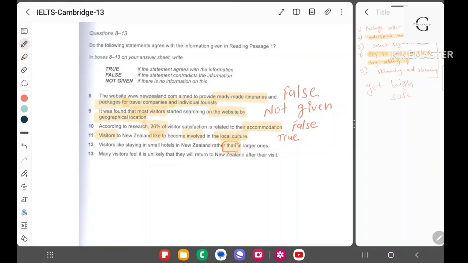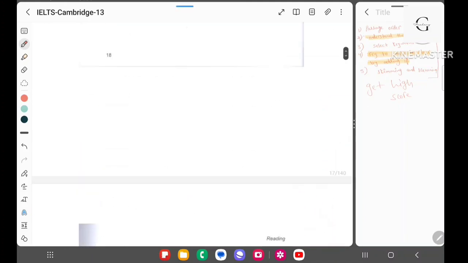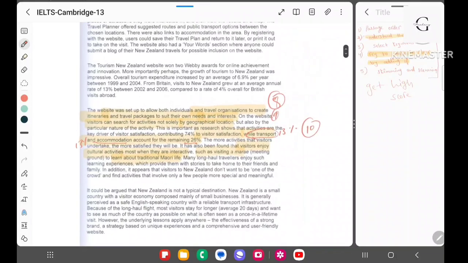So let's have this question. Visitors like staying in small hotels in New Zealand rather than in large ones. So if they are saying yes, they liked staying in small hotels as compared to the larger ones, the answer will be true. If they are saying no, they liked the large ones more as compared to the small hotels, that is a contradiction, the answer will be false. So if they have not compared whether they liked small hotels or larger ones, the answer will be not given. So let's go have a look.